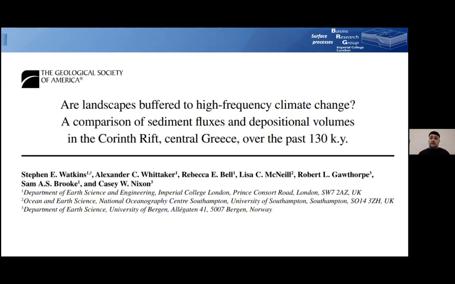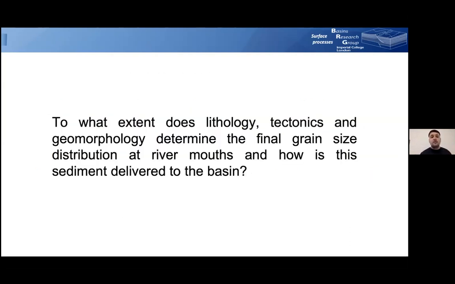So I have a paper which is based on the volumes. Here we compare depositional volumes over the last 130,000 years based on seismic data and compared them to suspended sediment flux estimates using a model called the BQART model, which was established by Syvitski and Milliman. But I won't be talking much about that. Let's go on to the grain size.